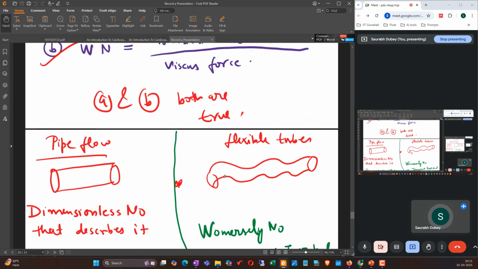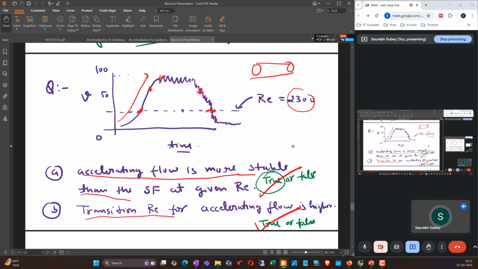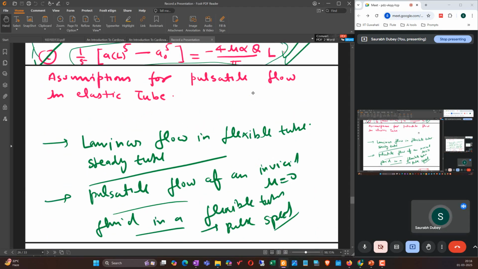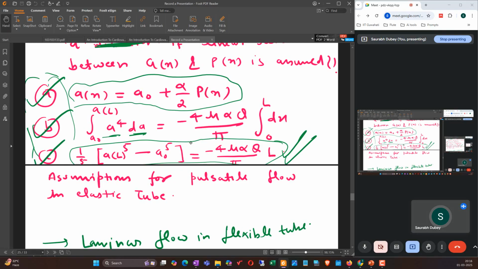So this kind of question can be asked in the exam, right? So this was the one question that I wanted you to see. In this one, you see accelerating flow is more stable than the SF at given Reynolds number. SF means steady flow, and transient Re for the accelerating flow is higher. True or false? So it's true. Both were true. So we have already discussed it thoroughly. Please revisit the live sessions that have already been taken.